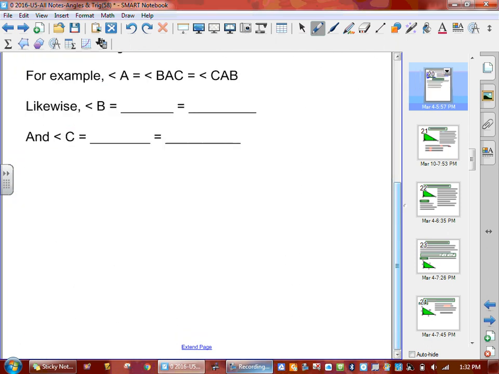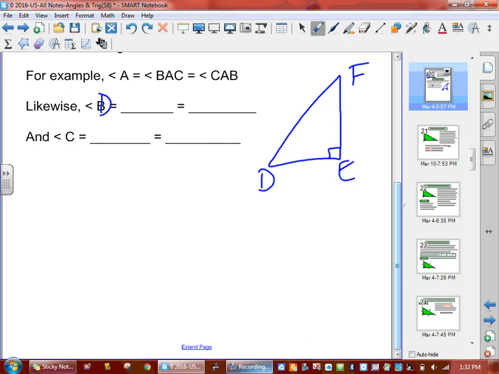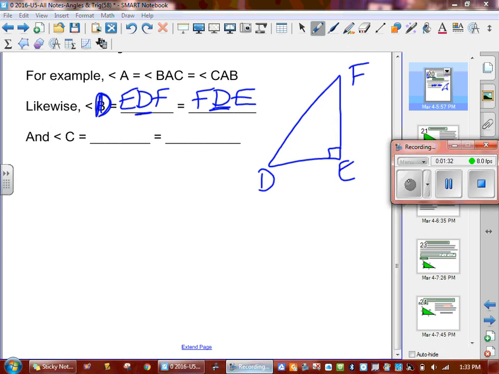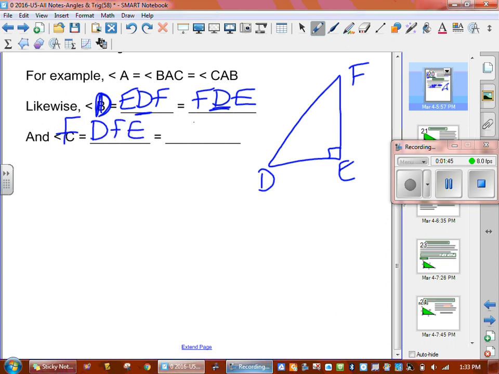If I've got a different triangle, and I say this is D, E, and F, and let's say I wanted angle D. If we talk about angles specifically, I could call him by one angle, or make sure he's in the middle. So he's going to be EDF, or FDE, as long as he's the middle letter. If I look at angle F, I would do the exact same thing. Angle F has to be in the middle. So he would be DFE, or EFD.